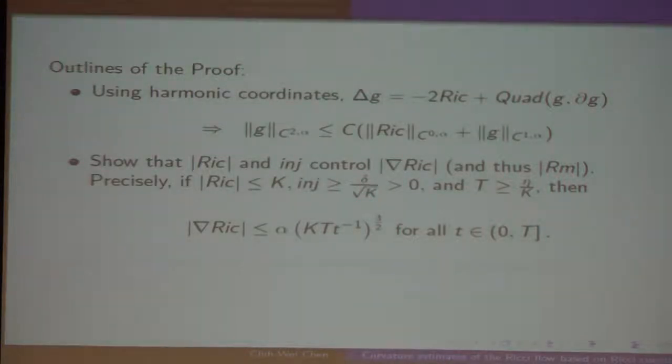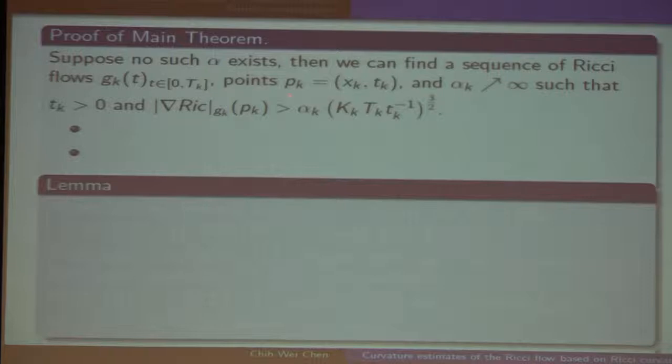And the proof is by contradiction. We assume that this is not true, so suppose no such alpha exists. Then we can find a sequence of Ricci flows. Because I want to prove this estimate for all Ricci flows, we need to assume there is a sequence of Ricci flows with different points p_k, with different alpha_k, and with different capital K and capital T. Everything depends on the small k, on the sequence.